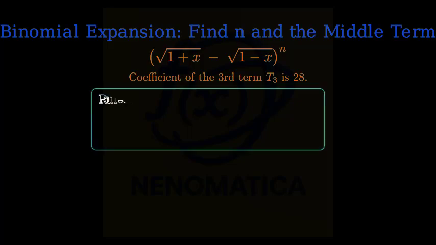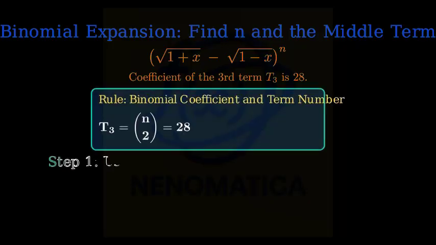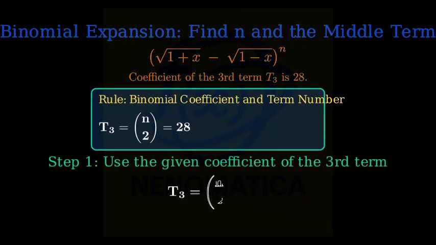Key idea: in a binomial expansion, t sub r plus 1 has the binomial coefficient n choose r. So t sub 3 uses r equals 2, which gives the coefficient n choose 2. Since t sub 3 equals 28, we have n choose 2 equals 28.